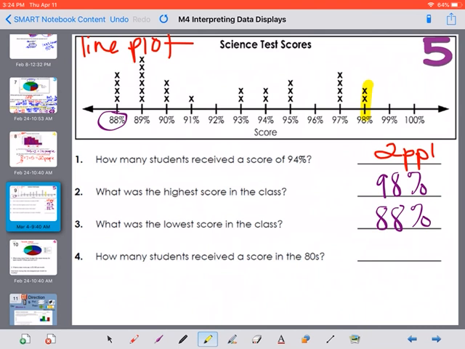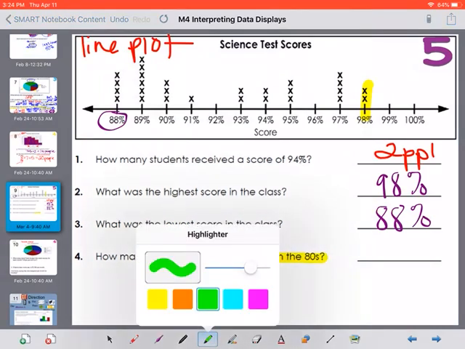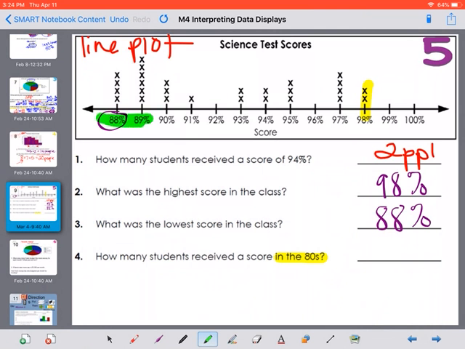And then how many students received a score in the 80s? So 80s would be only these 2 bars. So there's 1, 2, 3, 4, 5, 6, 7, 8, 9, 10 X's there. So there's 10 students, 10 people scored in the 80s.